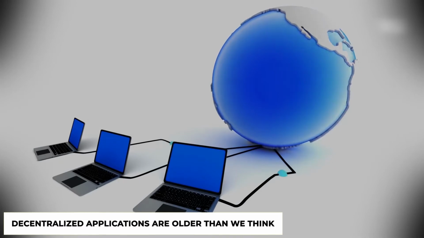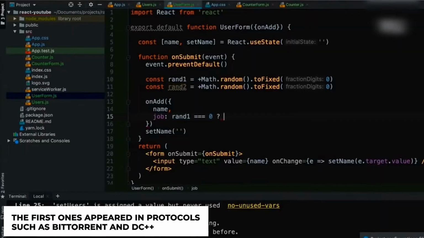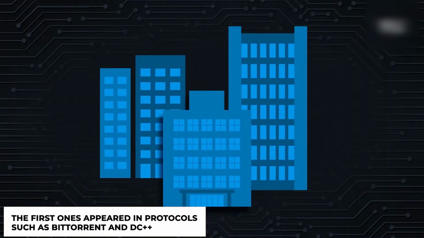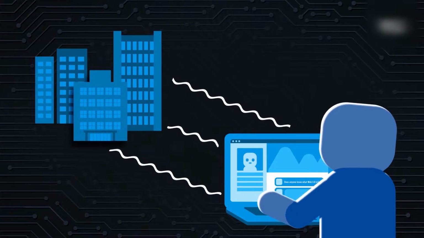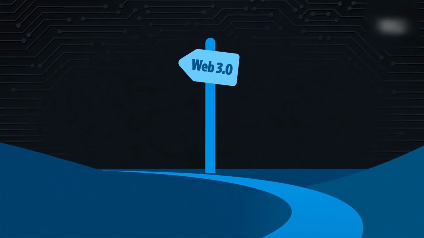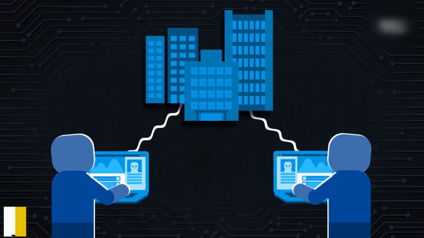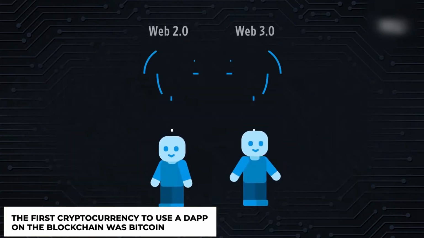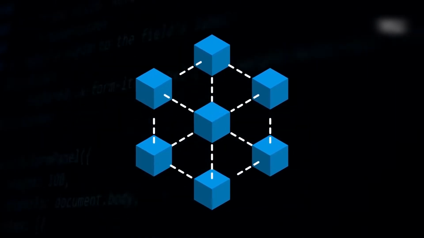History of dapps. Decentralized applications are older than we think. The first ones appeared in protocols such as BitTorrent and DC++. Both of these projects share their peer-to-peer system with great resistance to censorship. However, although these applications already existed, the first cryptocurrency to use a Dapp on the blockchain was Bitcoin. It was the very first successful Dapp on the blockchain.